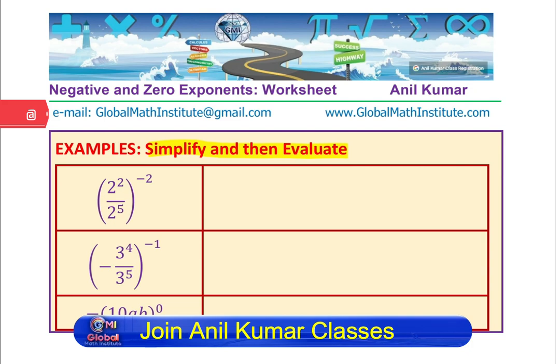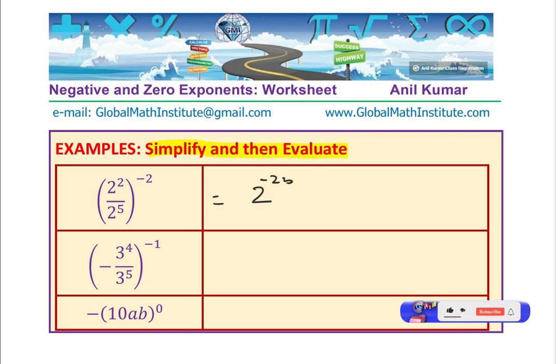So let's simplify first. Okay, so I could write this as equal to what? 2 to the power of 2 minus 5, right? 2 minus 5. And then we have an exponent of minus 2, okay? So 2 to the power of, let me write down first.